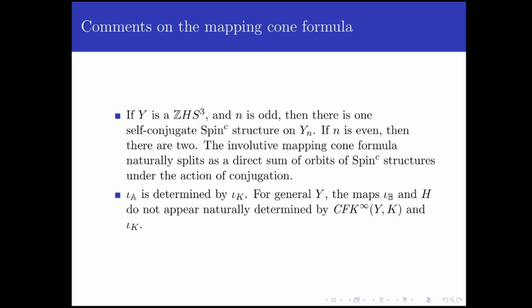But for general Y, the maps iota B and H don't really appear naturally determined by just the complex CFK infinity of Y, K and the knot involution. We would expect them to require more holomorphic curve counts. There's not a lot of rigidity in the sense that they're not really determined by just iota K, or that isn't our expectation.